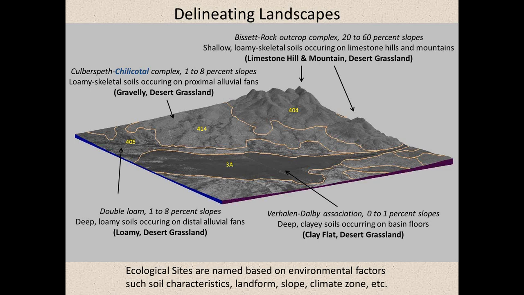And map unit 405 is our deep loamy soils, occurring on distal alluvial fans. Basically, the rocks have played out. You have a real loamy soil, and you have different ecological sites. And eventually, at the very bottom of the landscape, on the basin floor, you have deep clayey soils. You've got the Verhalen-Dalby Association, 0 to 1% slopes, and that is where the Clay Flat Desert Grassland ecological site resides. And the ecological sites are named based on environmental factors such as soil characteristics, landform, slope, climate zone, etc.